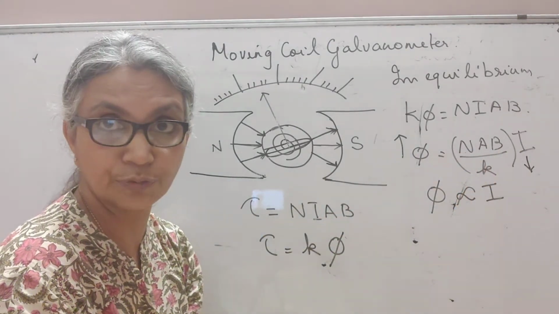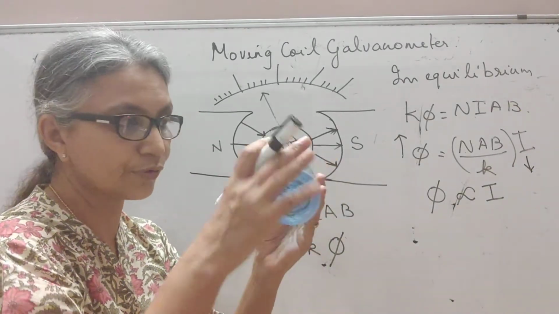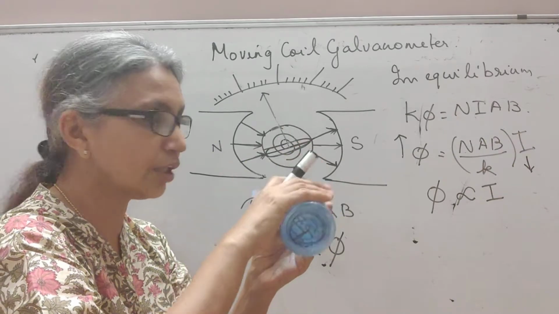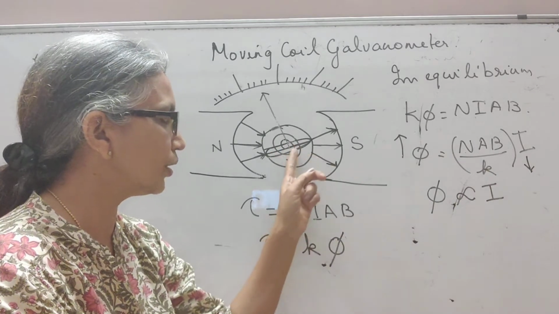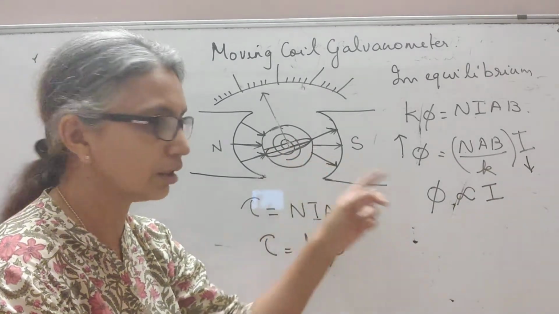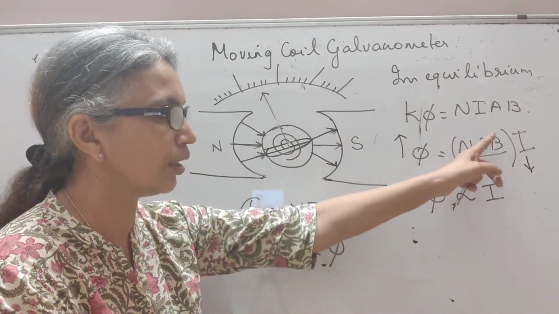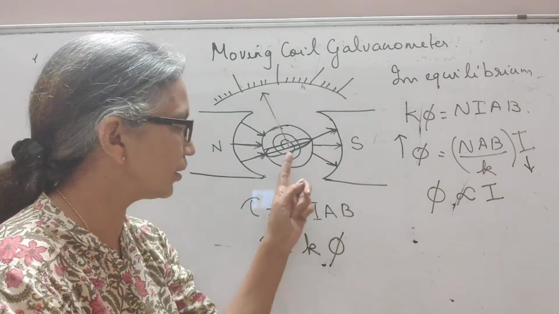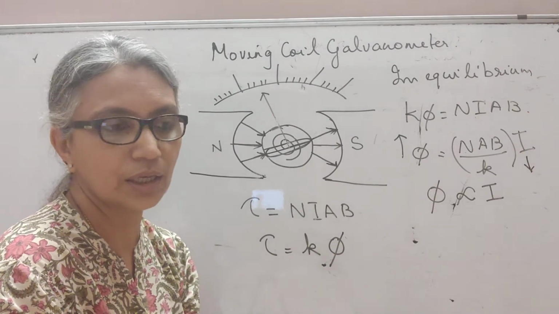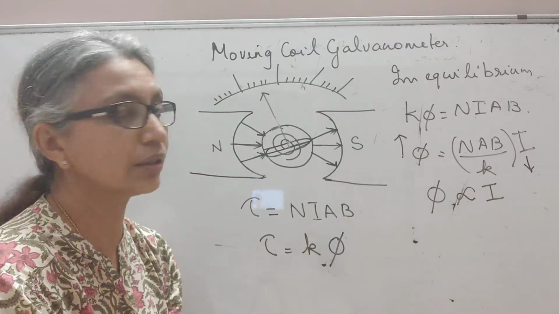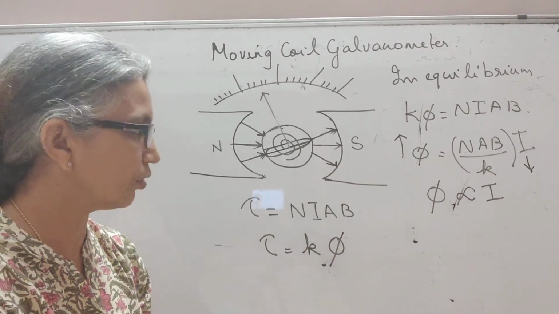You can increase the magnetic field B, and that is why initially I told you we have a soft iron core. The soft iron core has high permeability and therefore will produce a large magnetic field B. Then you must take the material of the spring with very low torsional constant. So if K is low, you have this NAB by K as large. So you must select the material for the spring with a low torsional constant. And so that is how you can make your moving coil galvanometer highly sensitive. So this is a moving coil galvanometer.